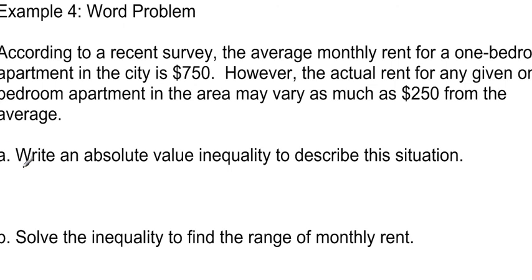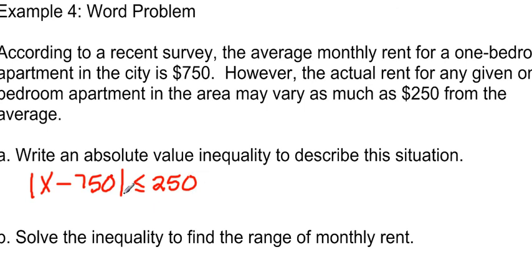Our absolute value inequality needs to look like this. The absolute value of the actual amount x minus $750. So we're saying the difference in the actual amount and the average, in absolute value, has to be within $250. So we're going to use the less than or equal to sign and put 250 over here. That's our absolute value inequality.